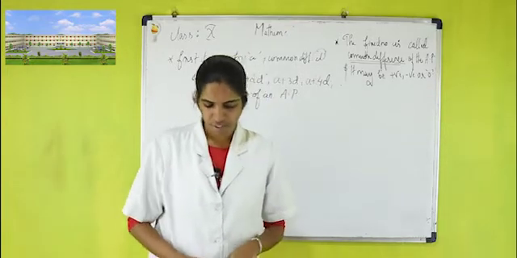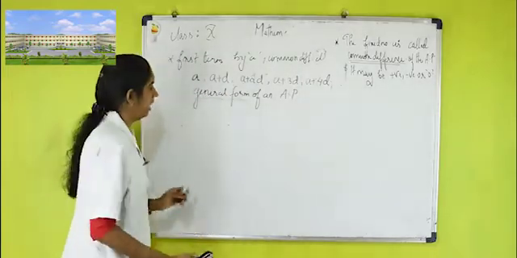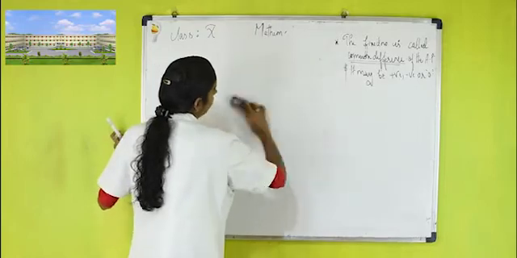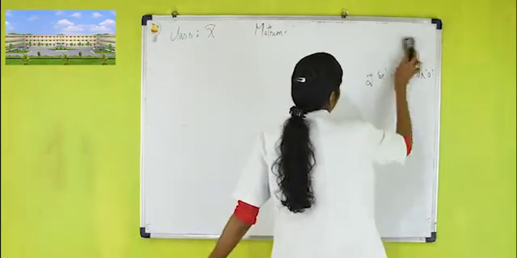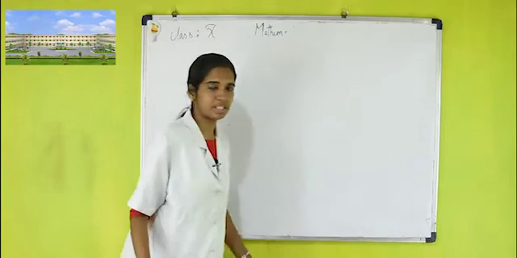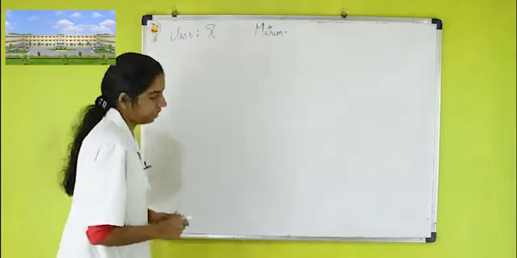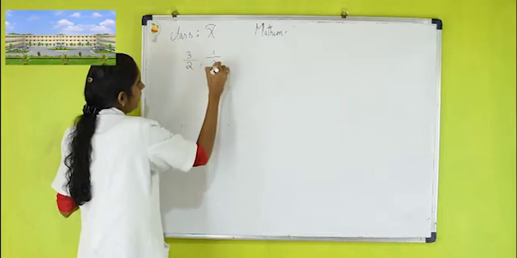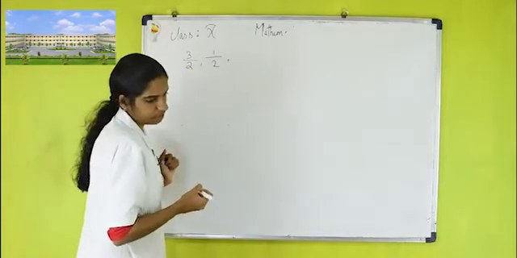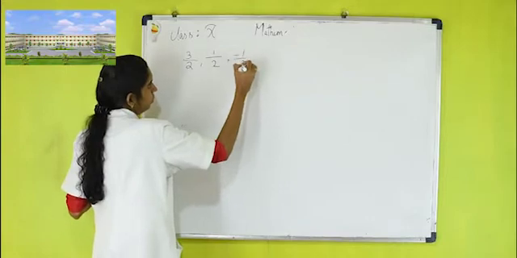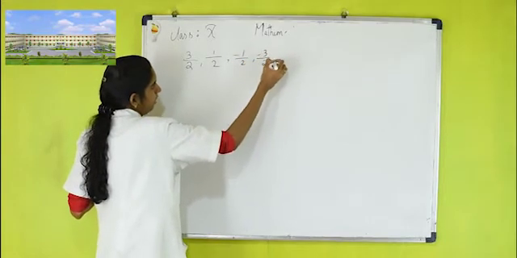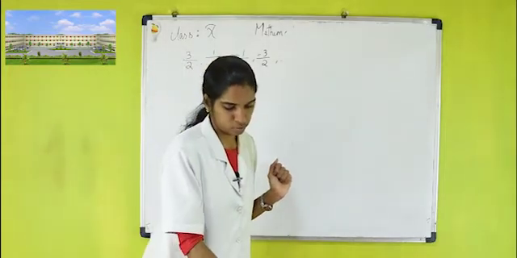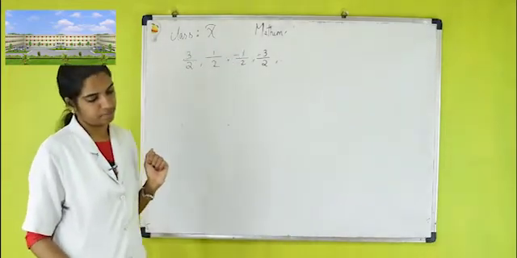For the AP, first, consider the first problem. Please write down: for the AP, what does AP mean? Arithmetic progression. For the AP, 3 by 2, 1 by 2, minus 1 by 2, minus 3 by 2, etc.